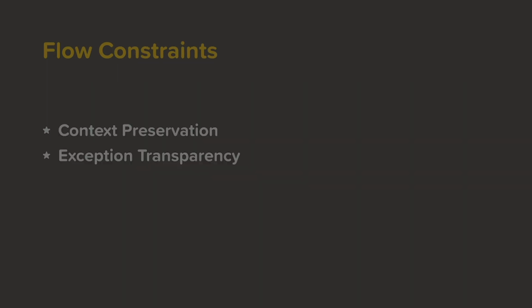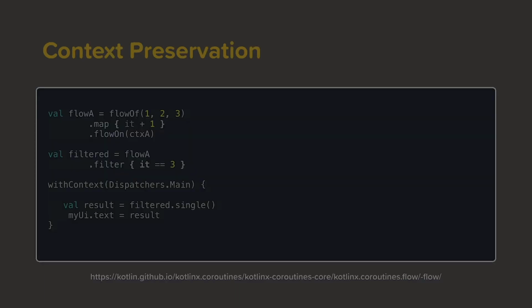There are a few concepts which are important when we want to understand flow, and the important one I want to highlight over here is context preservation. Let us look at this code snippet. Firstly, we create a flow of these three values 1, 2, 3. We map it and add 1 to it, and then we attach an operator called flow on, like subscribe on. Not exactly like subscribe on, but something similar.